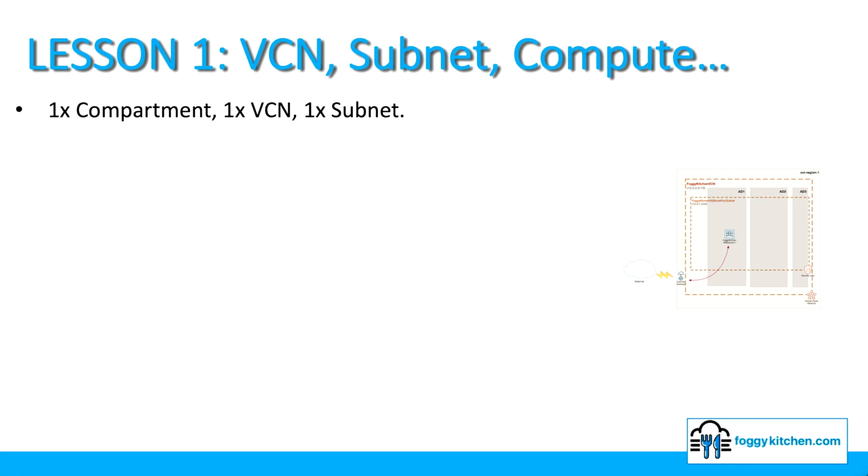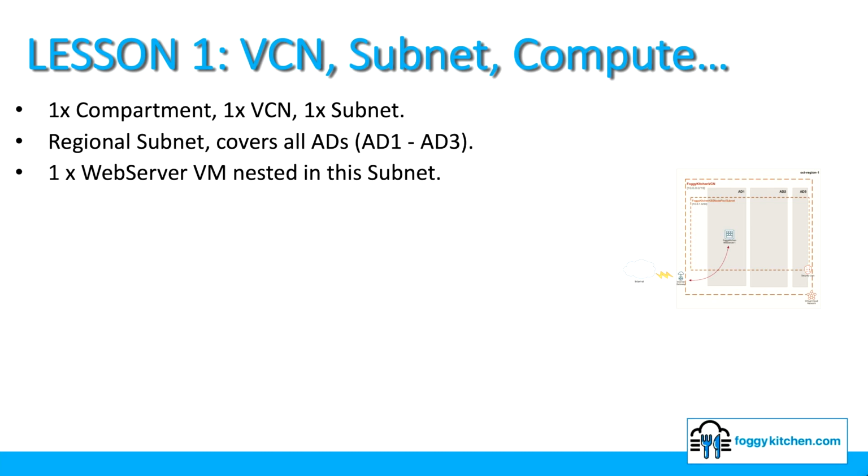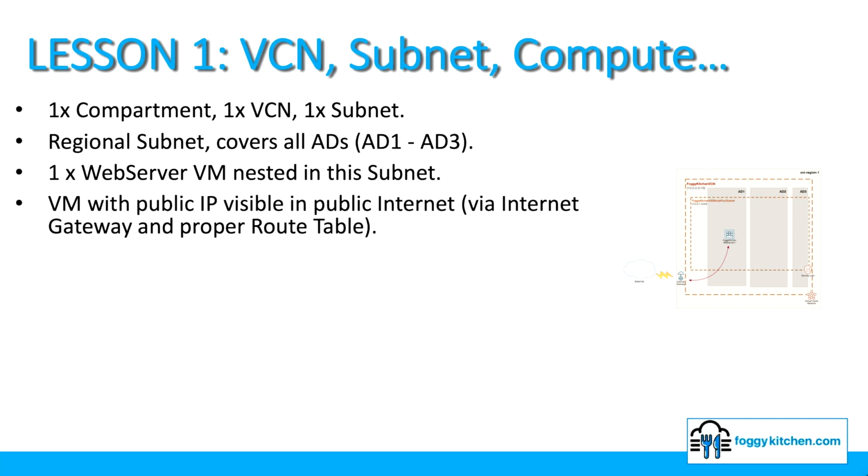In this lesson, we'll create the most straightforward OCI resources, starting with one compartment, one VCN, and one subnet in this VCN. Subnet will be regional, covering all availability domains. Inside this public subnet, we'll nest one VM for web server purposes. Public subnet means VM will have public IP associated, so VM will be exposed to the public internet via Internet Gateway and proper route table.